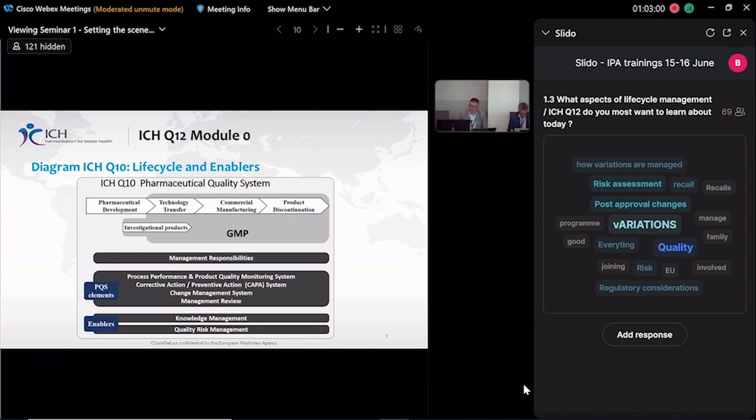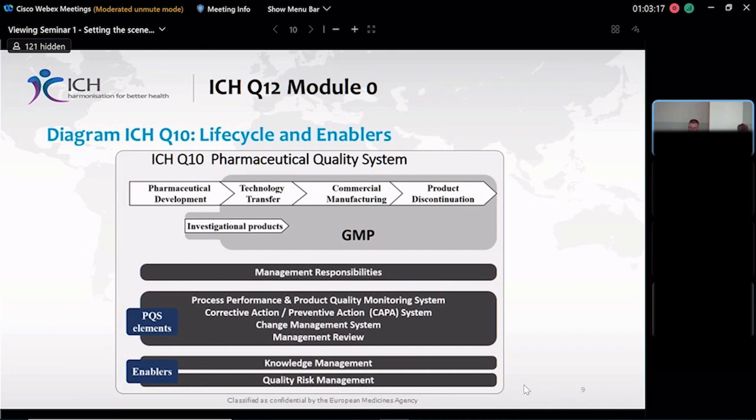What we have at the bottom of this picture here in black are the responsibilities and the actions of the marketing authorization holder and the manufacturer. And they have responsibilities to manage within their pharmaceutical quality system everything in terms of knowledge management and quality risk management that will underpin their production, their manufacturing, their testing, and ultimately ensure that the product reaching the patient is of consistent and acceptable quality.